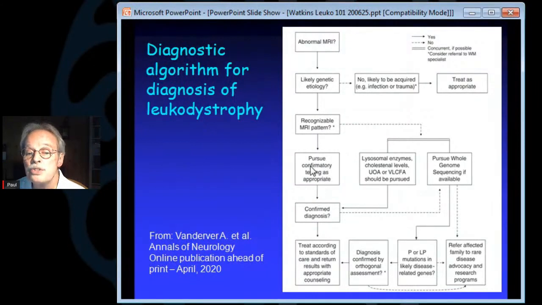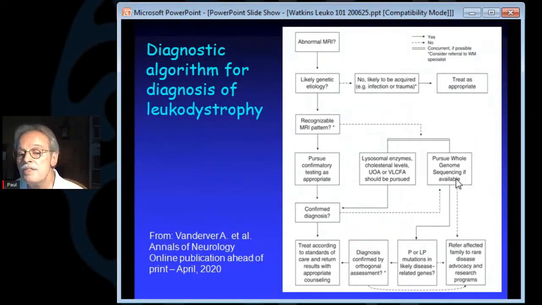But if yes, you would pursue confirmatory laboratory testing as appropriate, and then you get a confirmed diagnosis, and then treat accordingly to standards of care and return the results to the family with appropriate counseling. If it's a non-recognizable MRI pattern, you might do in parallel some panels of biochemical tests that might look for the most common, or pursue the whole genome sequencing if it's available. And eventually the goal is to get to a good diagnosis, and then the family can have the best information as to how to proceed.